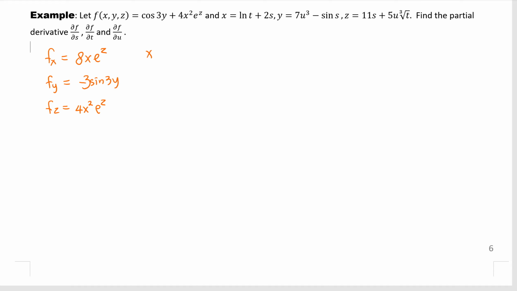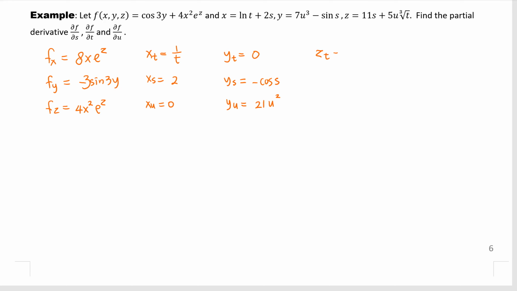Okay, and then let's look at x. xt is the derivative of ln of t, which is 1 over t. xs is 2, right? Oh, there's no u, so xu is 0. yt: no t, 0. ys: the derivative of sine is cosine, so minus cosine s. yu: 3 times 7, 21u squared. Okay? So a lot of information.